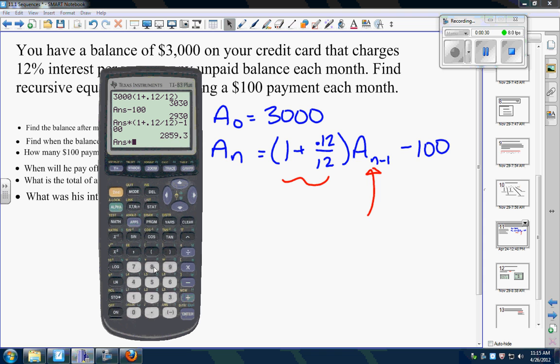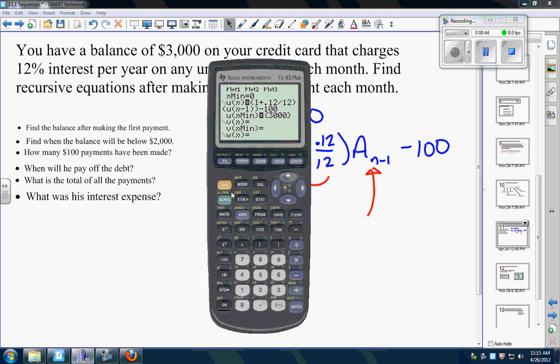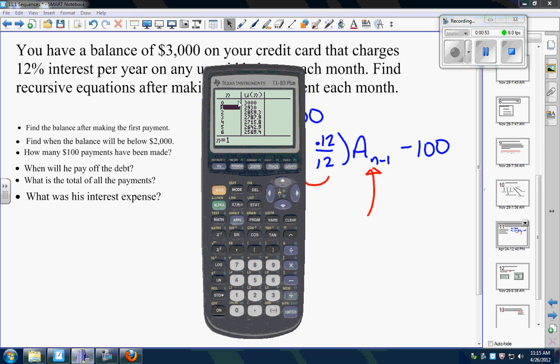And we could keep doing this on and on and on and see what our balances are. But since we were able to input it in the calculator correctly, if we go over to the table, it'll do all this for us. So month 0 was 3,000. Month 1 was 2930. Okay, that's why we input that end min at 0 there.